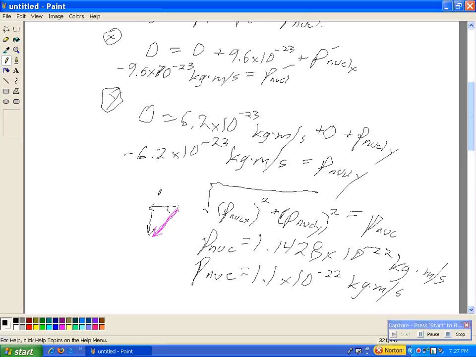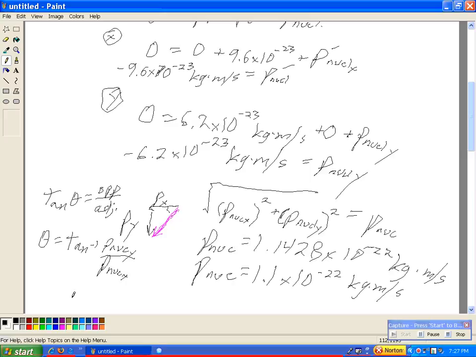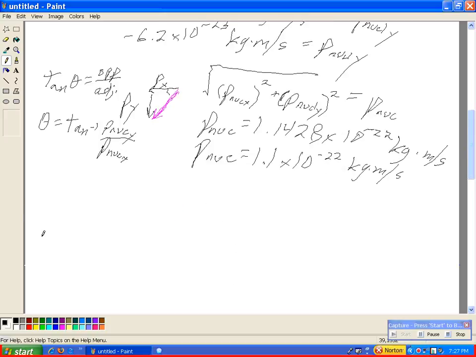Now looking at this here, we've got p in the x direction, p in the y direction. We want to find the angle. Tan theta equals opposite over adjacent. We plug those numbers in. We find out that theta is inverse tangent of p nucleus in the y direction over p nucleus in the x direction. If we find that, theta turns out to be 33 degrees, or 32.857 degrees, which is 33 degrees.